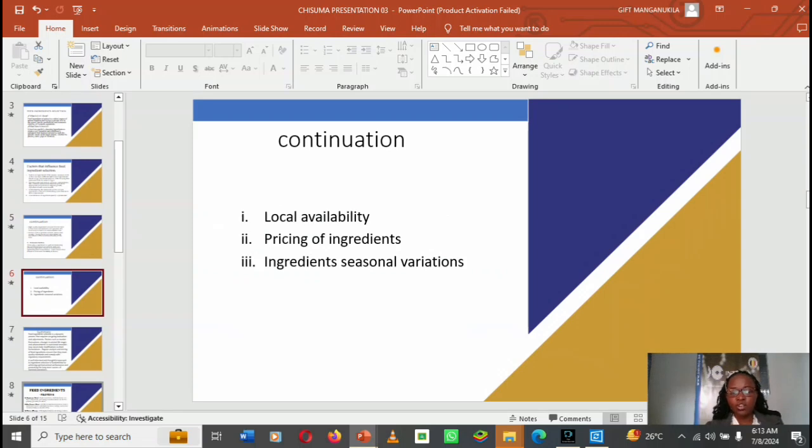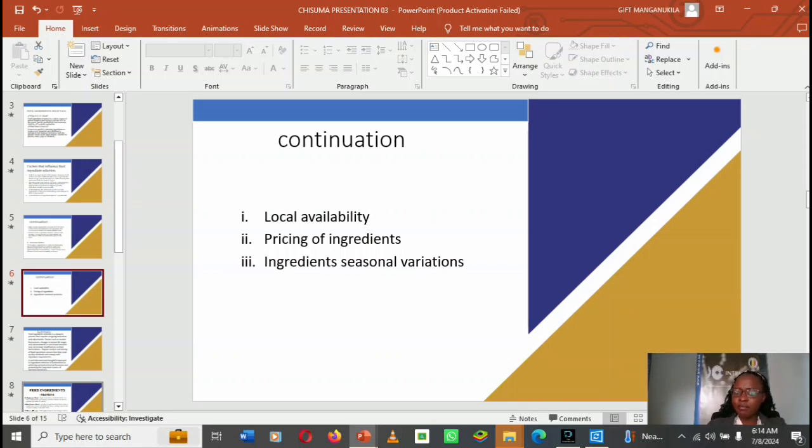Then local availability. When it comes to economic factors, you will not run to a place that is 100,000 kilometers from your place to look for an ingredient that is cheaper when you have something cheaper in your locality. We tend to forget the cost of transport. We just say, it is cheaper that side, they are selling it at 2 kwacha per kg. Whereas if you add up, you find that you actually spend more than you would have spent if you bought from your locality.